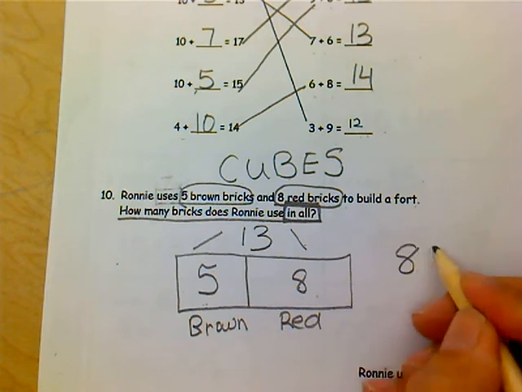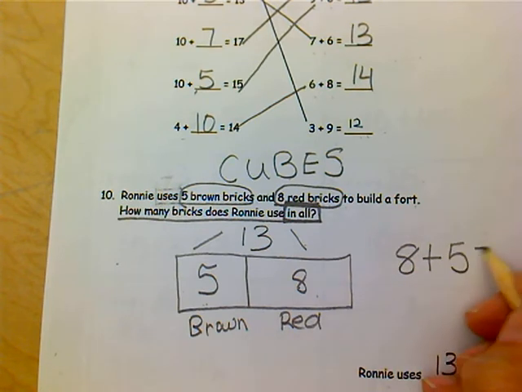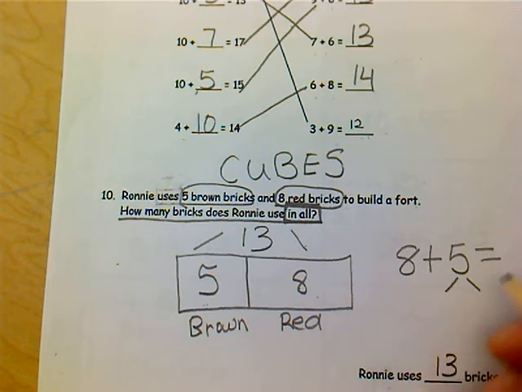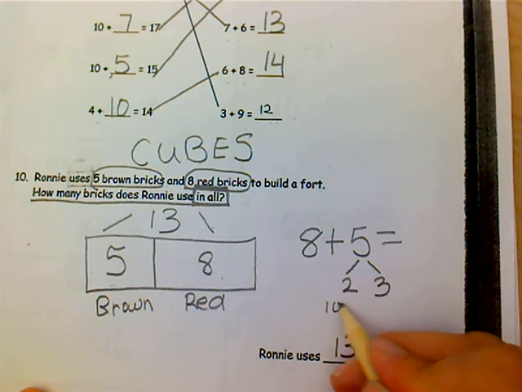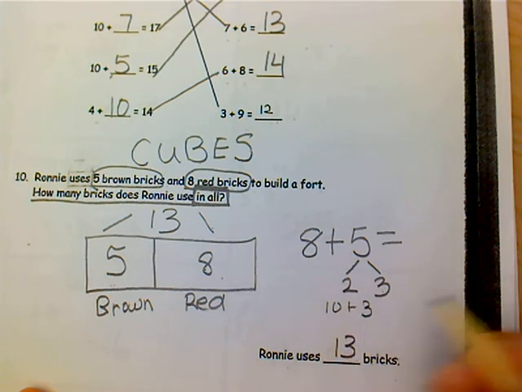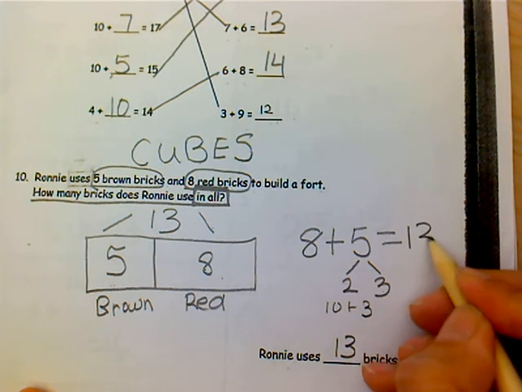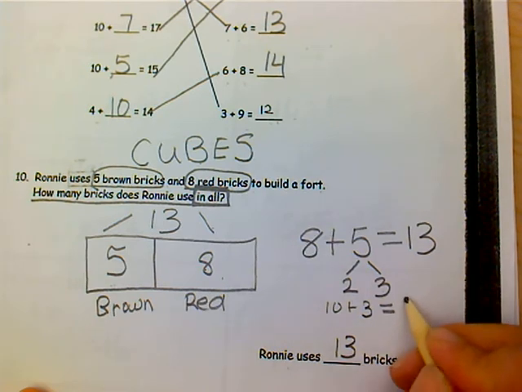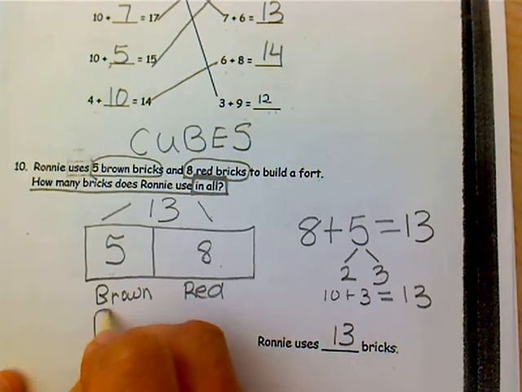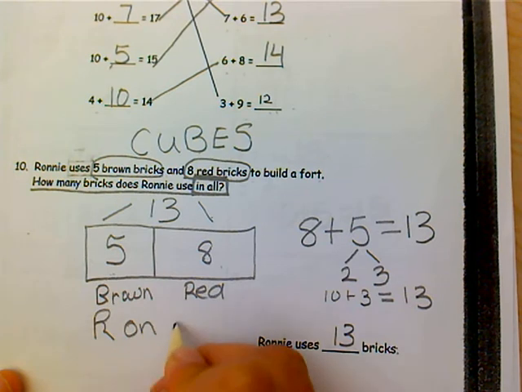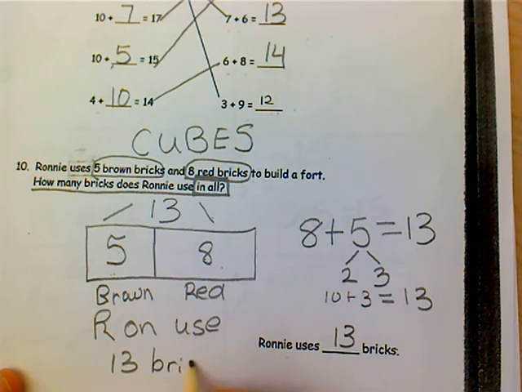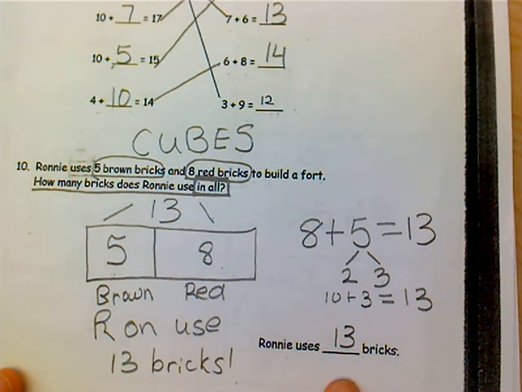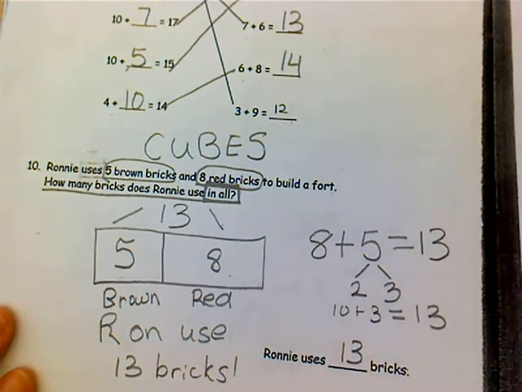Now I could have also done it this way. I could have said 8 plus 5 equals, break the 5 apart into 2 and 3. This is just another way it could have been done. 8 plus 2 is 10, plus the 3 I didn't use gives me 13. So 8 plus 5 is 13. And Ron uses 13 bricks. Yeah, they wrote it out for you, but it doesn't hurt for you to write it out too.